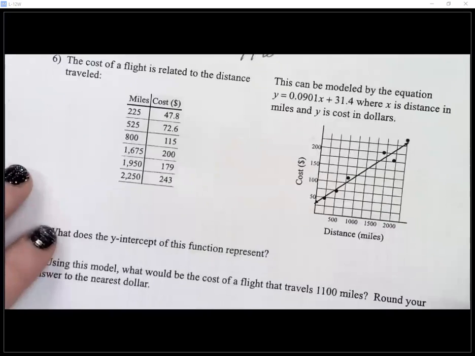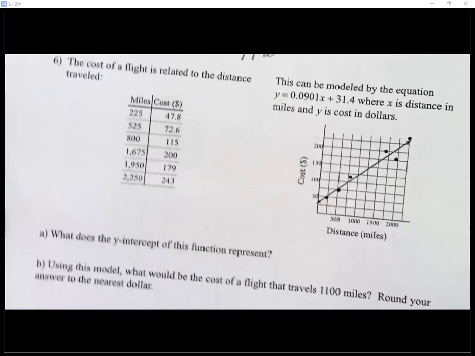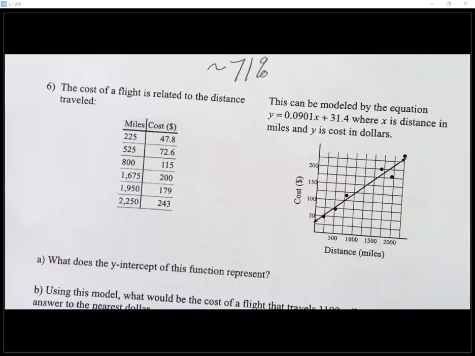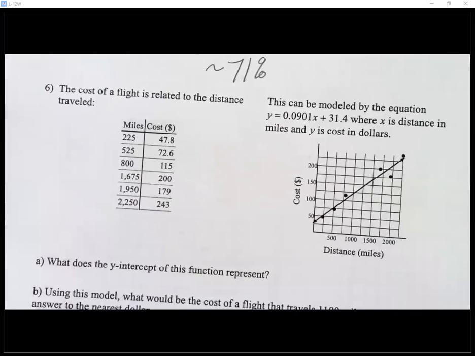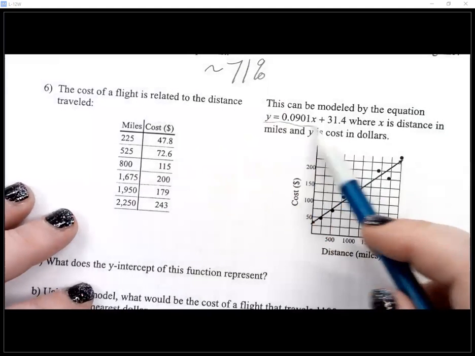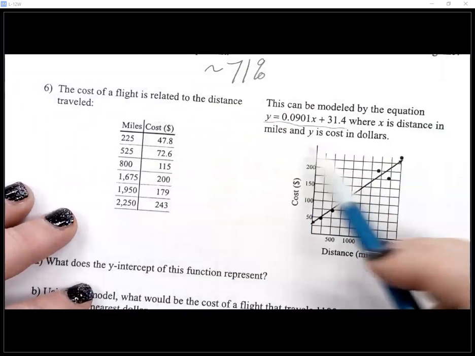All right. Let's try number 6. And then we are going to solve systems by graphing, which is nice and easy. All right, the cost of a flight related to the distance traveled. So they have already modeled it for us. They gave us an equation. X is the distance in miles and Y is the cost in dollars.